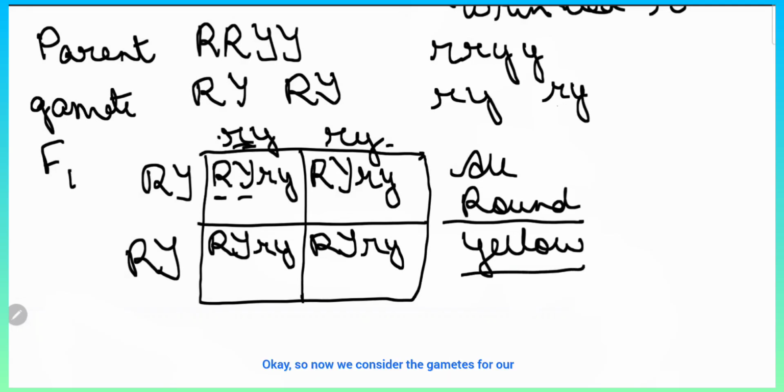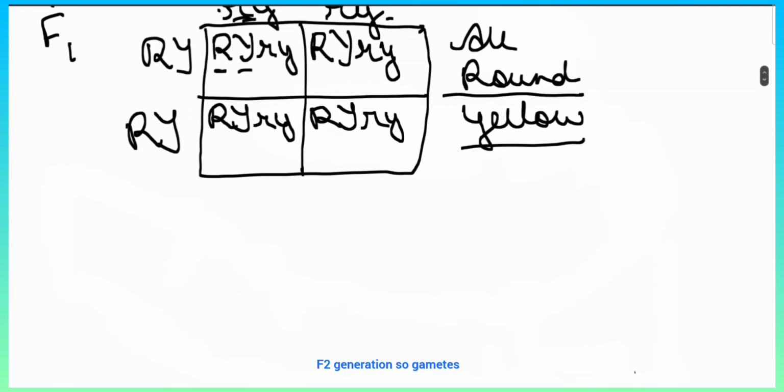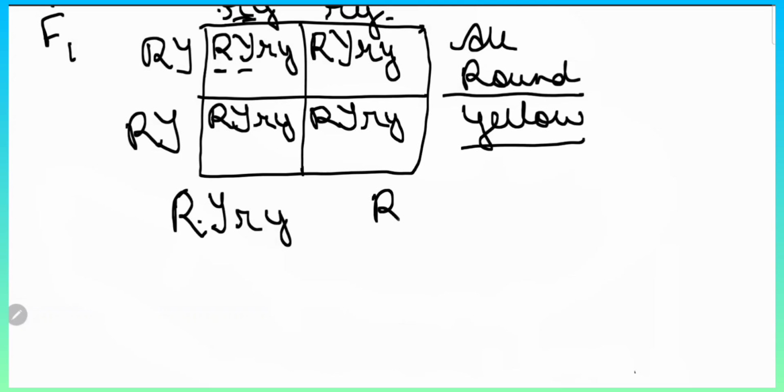Okay, so now we consider the gametes for our F2 generation. So the gametes that are formed from this will be like this. Let us consider the parents. We write down the parents once again here, so that we can very nicely chalk out the gametes. See here, these two are the parents we are considering here.